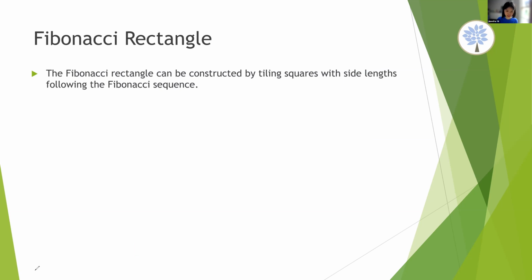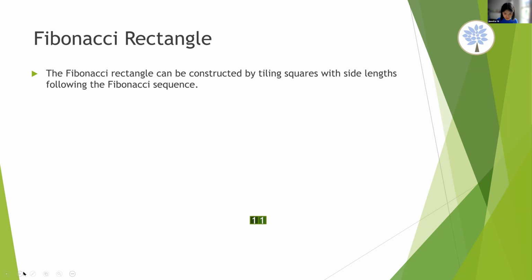An important method to demonstrate the Fibonacci sequence geometrically is through the Fibonacci rectangle, which can be constructed by tiling squares with side lengths following the Fibonacci sequence. It can be seen that the figure is comprised of squares with side lengths following the values of the Fibonacci sequence.